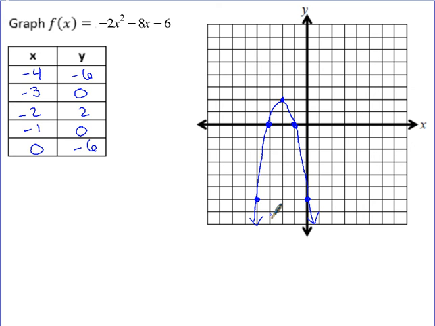Okay, so you can use the calculator to find the vertex, or you can use x equals negative b over 2a and do it by hand. And then I strongly recommend using the calculator to make your table and then just graphing those points. Okay, that's it for graphing quadratics.